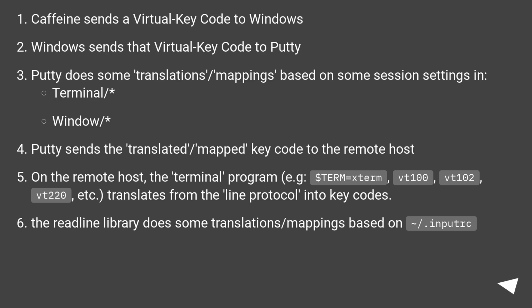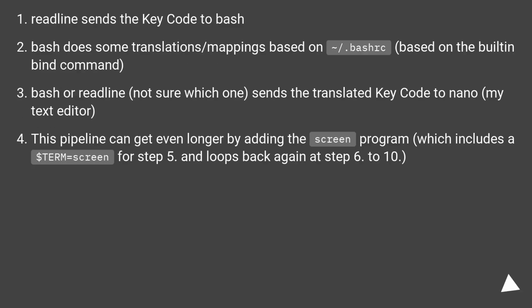On the remote host, the terminal program, e.g. $TERM equals xterm, VT100, VT102, VT220, etc., translates from the line protocol into key codes. The Readline library does some translations/mappings based on ~/.inputrc. Readline sends the key code to Bash. Bash does some translations/mappings based on ~/.bashrc and the built-in bind command. Bash or Readline, not sure which one, sends the translated key code to Nano, my text editor.